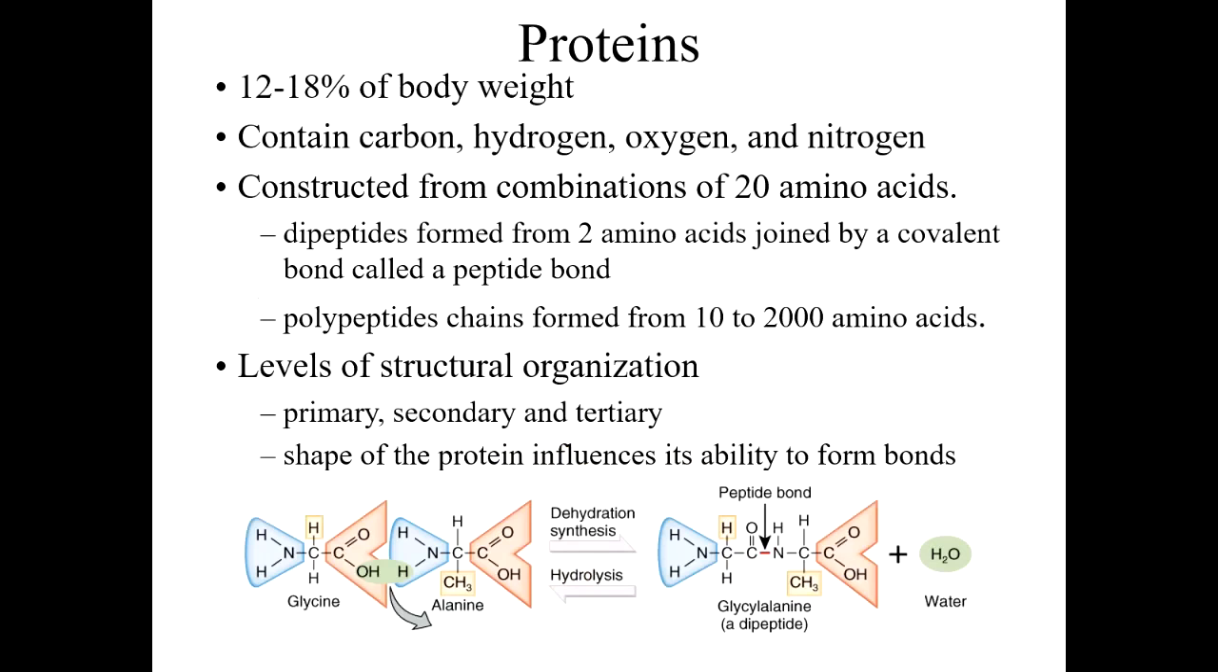There are 20 different amino acids that support these proteins. We looked at a list of them when we were going through our transcription and translation. Then you have your levels of structural organization. This is not something that you're going to need to know for your test, but I just wanted to give you a brief overview of the levels. You have your primary, secondary, and tertiary. And the shape of those particular proteins from their amino acids is what influences their ability to form certain types of bonds.